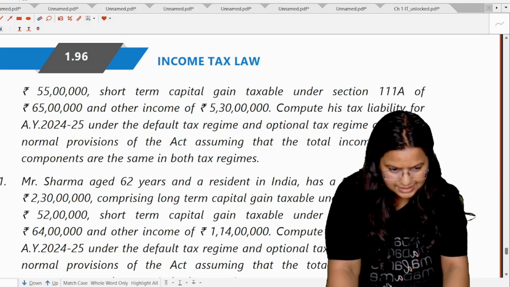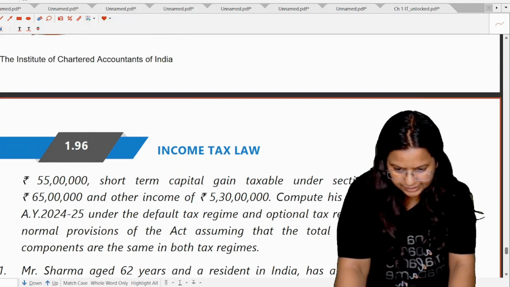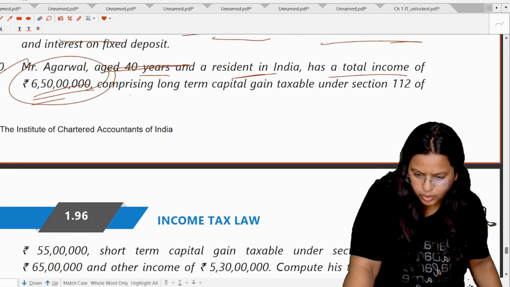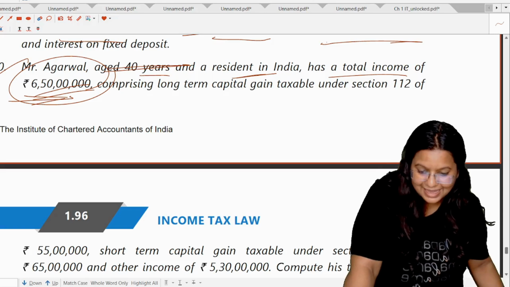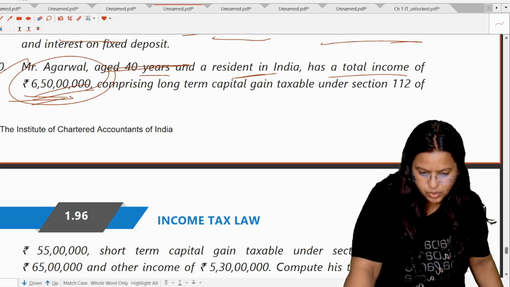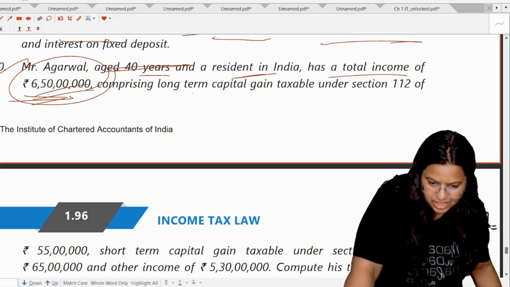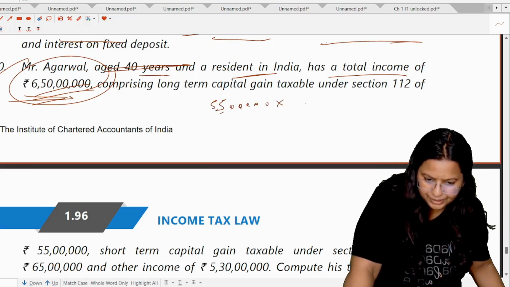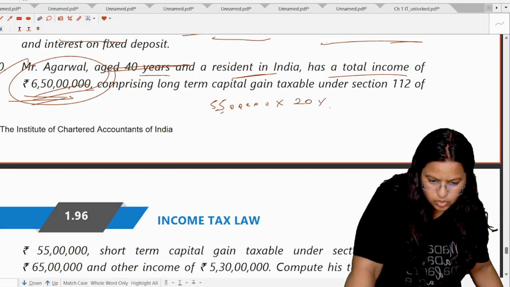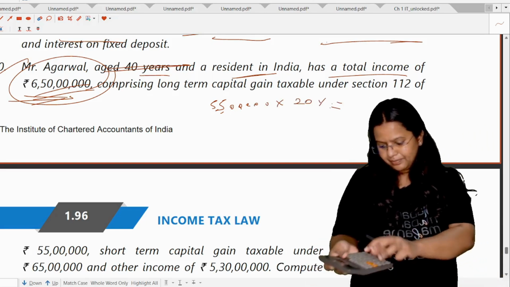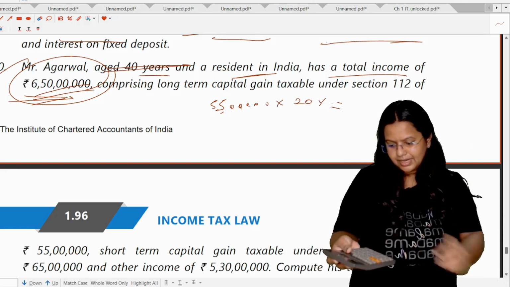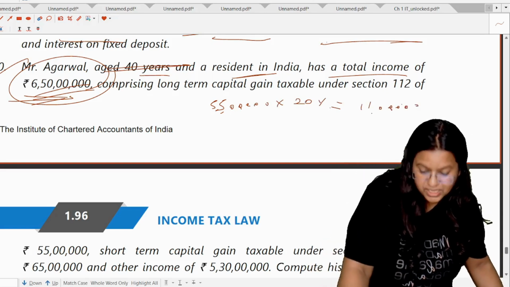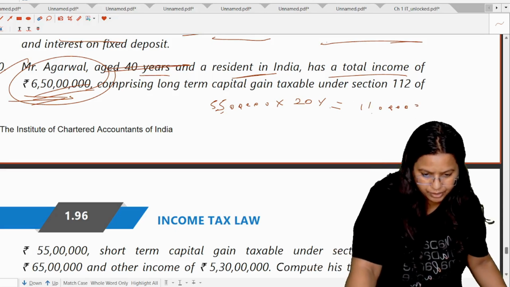So students, in this case, Mr. Agarwal, aged 40 years, has a total income of 6 crore 50 lakh, comprising LTCG of 55 lakh. It means, students, on 55 lakh, tax shall be leviable at 20%, because the LTCG rate is 20%. So 55 lakh into 20% comes to 11 lakh. So the tax liability here is 11 lakh rupees for the LTCG under section 112.